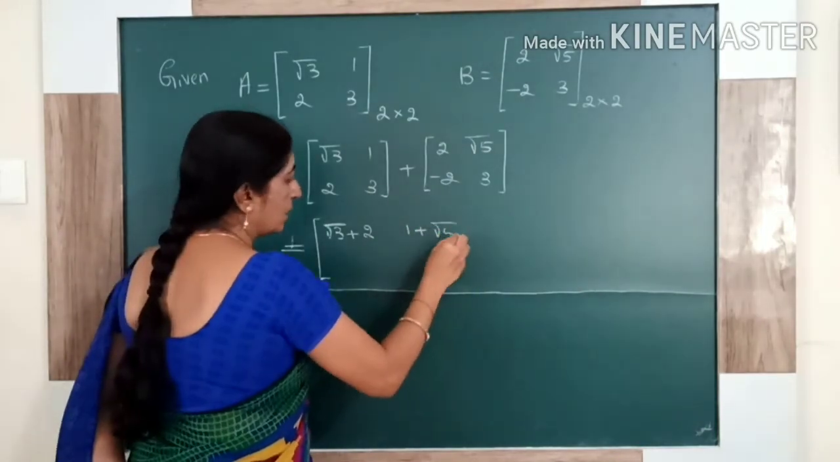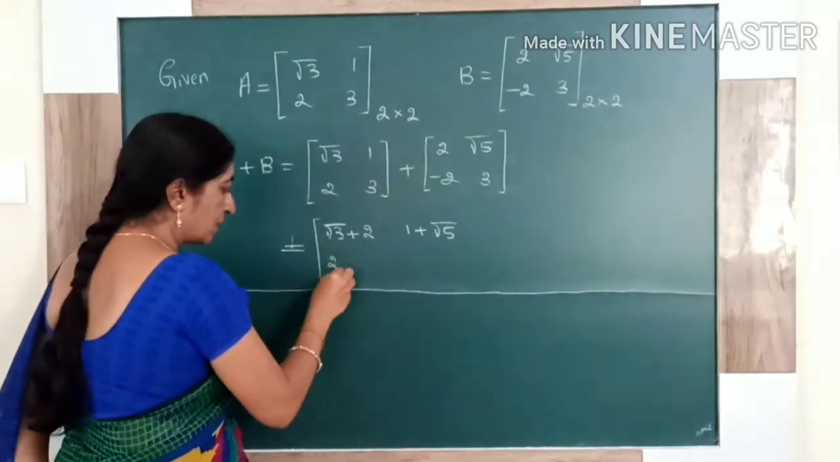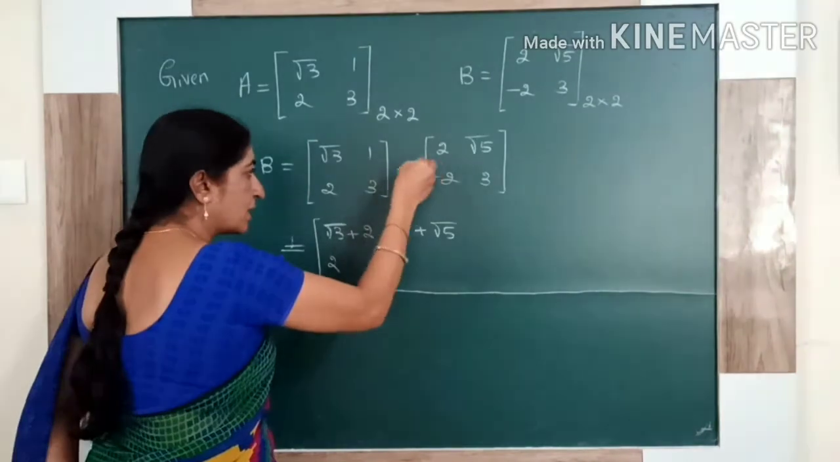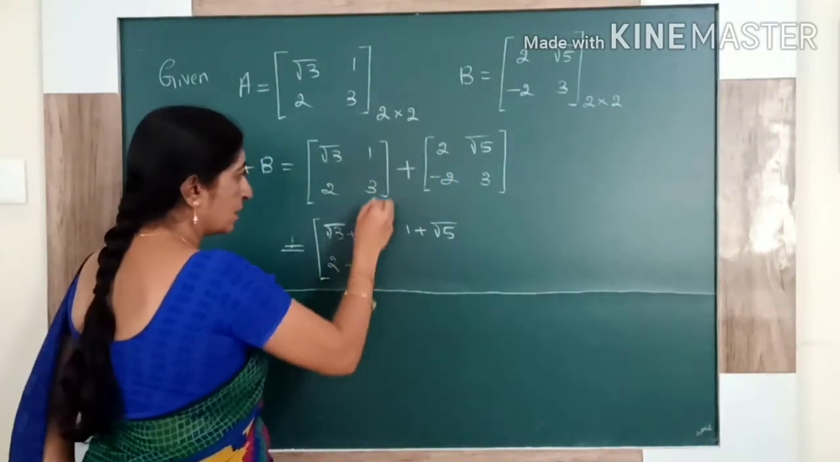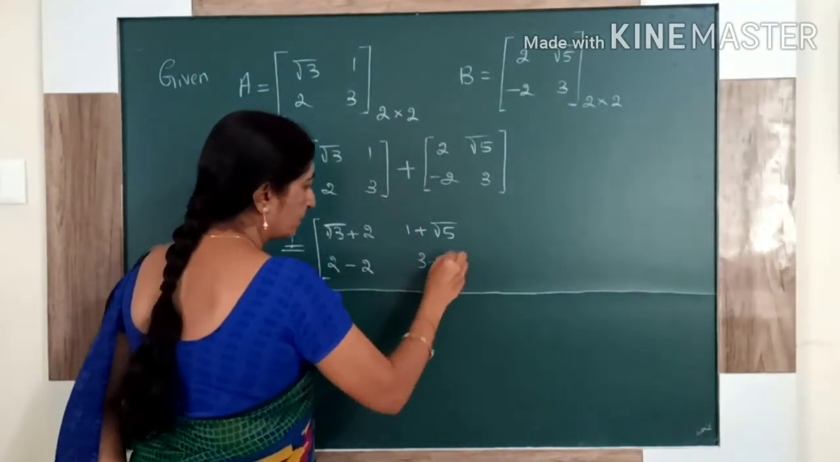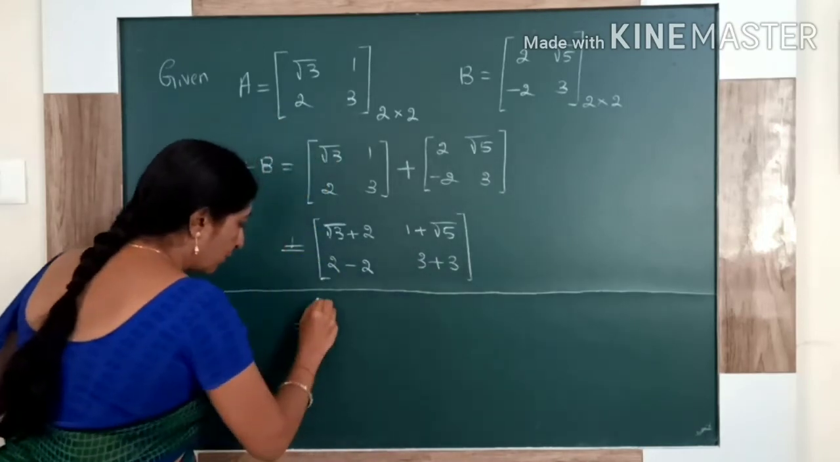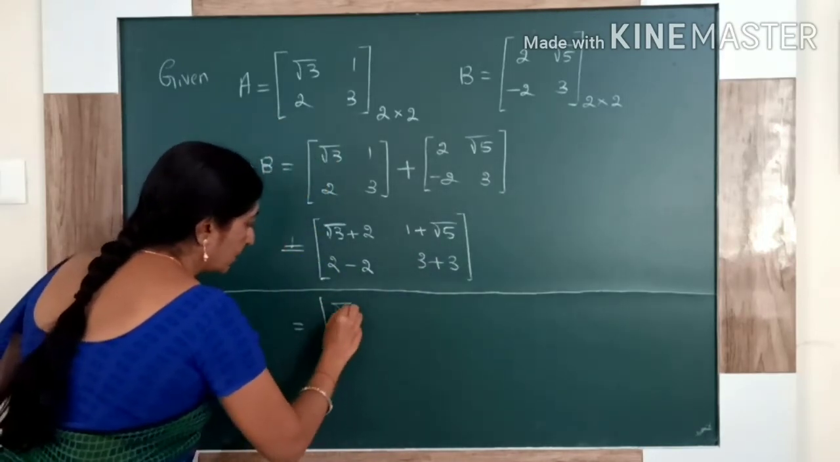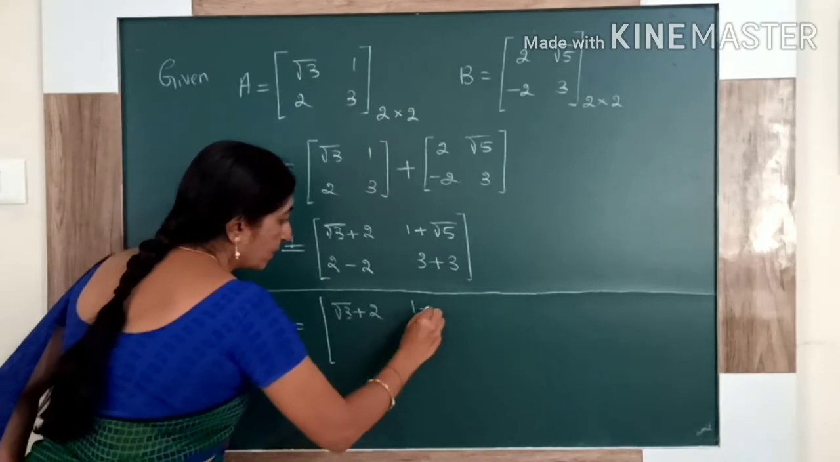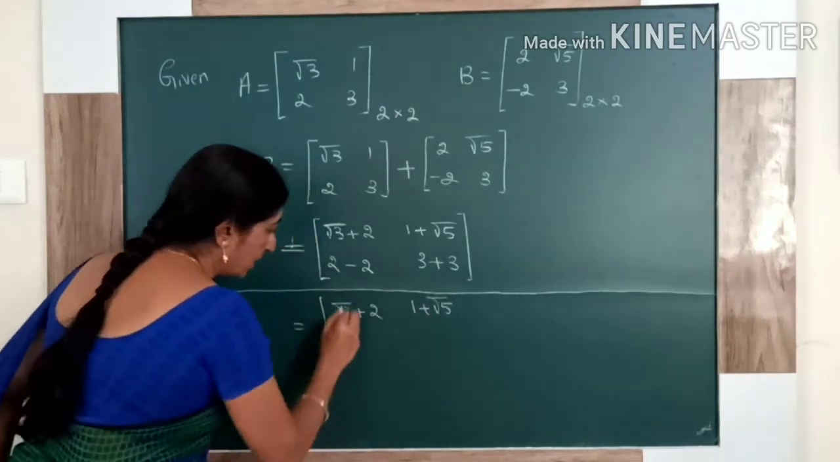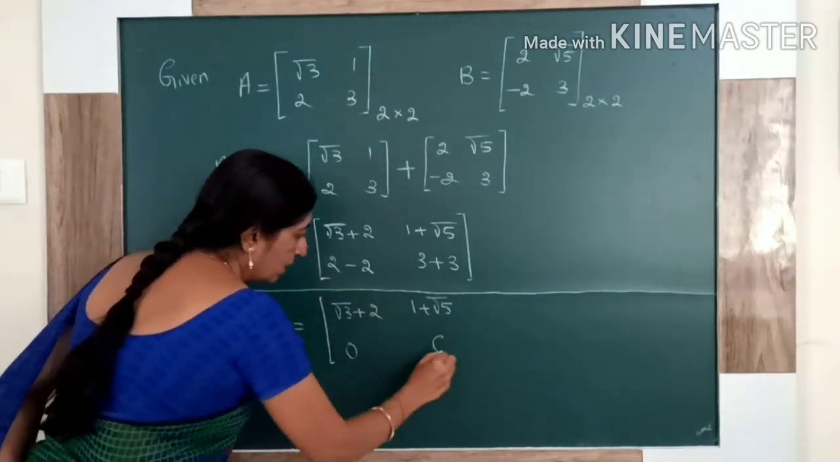Now it is 1 plus root 5. The next one is 2, even though it is a plus, plus into minus is minus. Then add the next. Now simplify if possible. This I kept as it is. 1 plus root 5 also as it is. 2 minus 2 is 0. And this is 6.